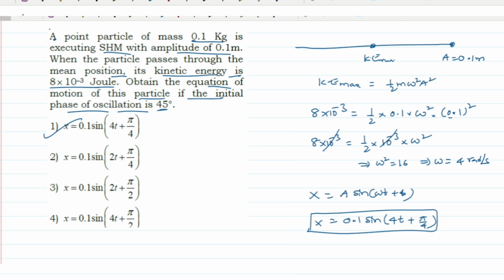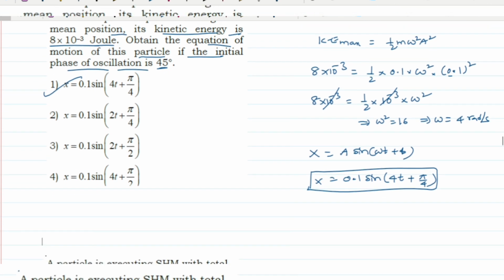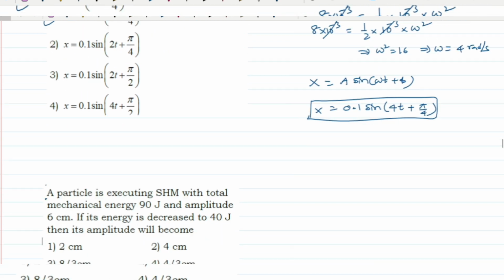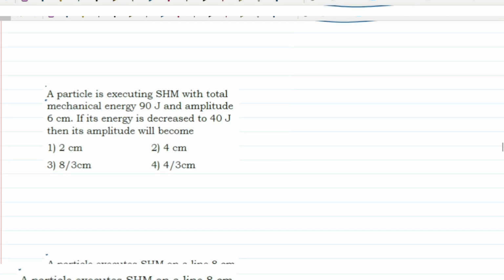Now let us see the next question. The next question says a particle is executing SHM with the total mechanical energy given as 90 joules and its amplitude given as 6 centimeter. If its energy is decreased to 40 joules, then what is its amplitude, they are asking.